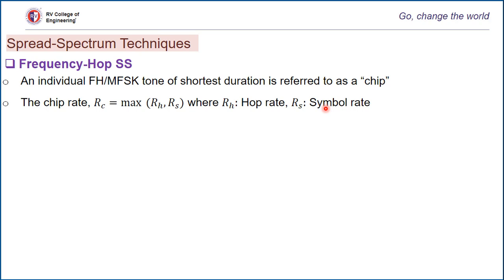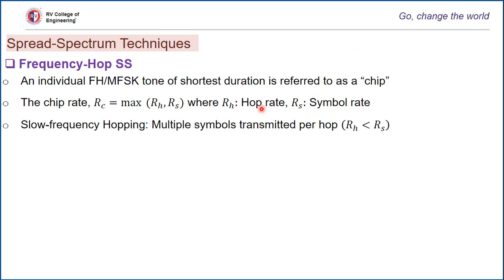Based on the relation between RH and RS, there can be two flavors of frequency hop spread spectrum techniques. One is slow frequency hopping and another is fast frequency hopping. A slow frequency hopping signal is characterized by having multiple symbols transmitted per hop, and hence each symbol of a slow FH MFSK signal is a chip. In the sense, RC is equal to RS.